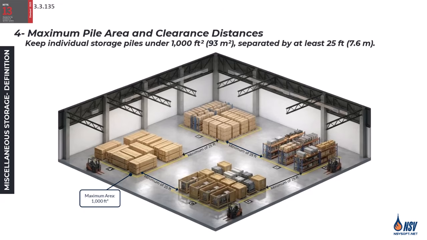By limiting the size of a single pile and enforcing a strict separation distance, we ensure that a fire is much less likely to jump from one pile to another. This containment gives our sprinkler system the time it needs to control or suppress a fire within a localized area before it can spread to the rest of the facility. Now that we understand what constitutes miscellaneous storage, let's review the requirements for our hydraulic calculations.